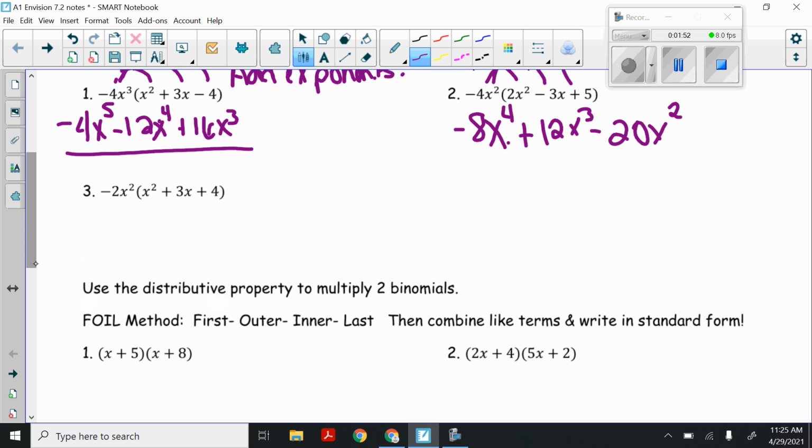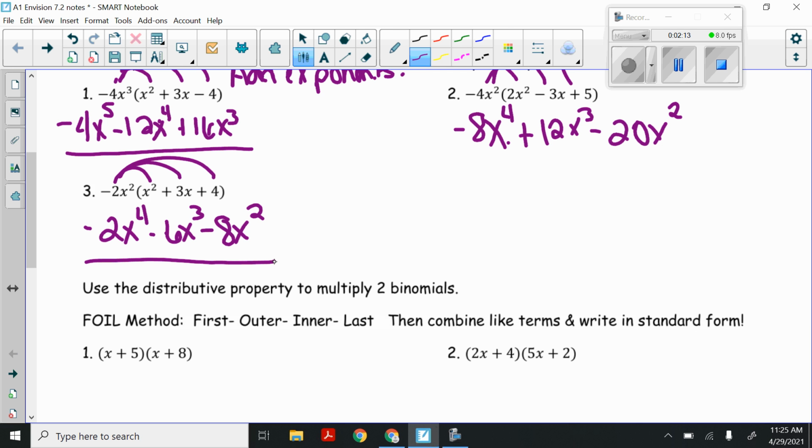And finally, number 3. Again, distribute. So negative 2x squared times x squared gets me negative 2x to the 4th. Negative 2x squared times 3x gets me minus 6x cubed. And negative 2x squared times 4 is minus 8x squared. That is in standard form, so that's our answer.